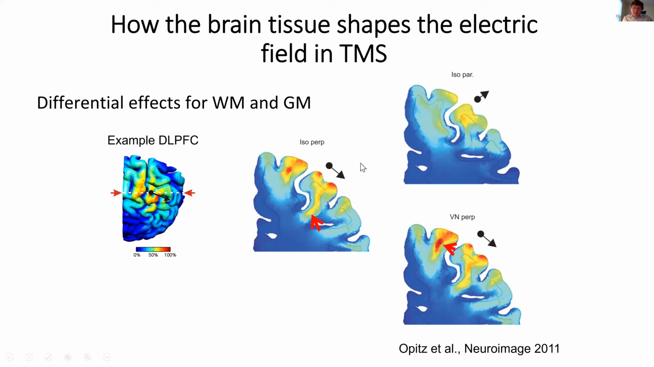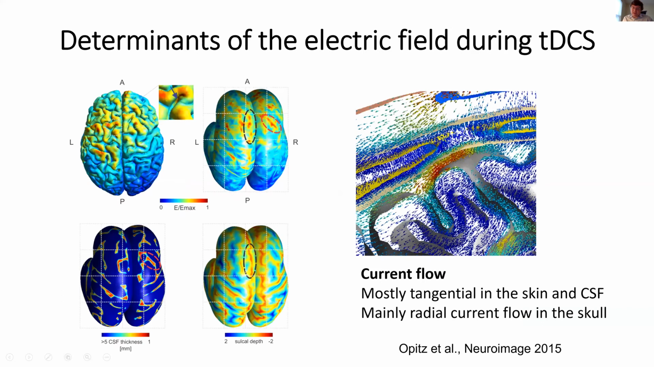One thing I just want to highlight also is that coil orientation makes a real difference. If you compare on the right side, parallel versus perpendicular, you see the difference in the color coding. The main target, the focus of electric field strengths, can differ quite dramatically between those coil orientations. Also for tDCS, we looked at different factors.